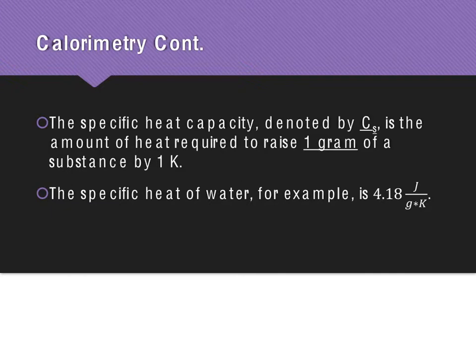The specific heat capacity, with an S, is very similar to molar heat capacity, except it is the heat required to raise 1 gram of a substance by 1 Kelvin. For example, with water, the specific heat capacity is 4.18 joules per gram times Kelvin. Specifically, it is actually 4.184, which hopefully you remember is how many joules there are in 1 calorie. So, just kind of random trivia. There you go.